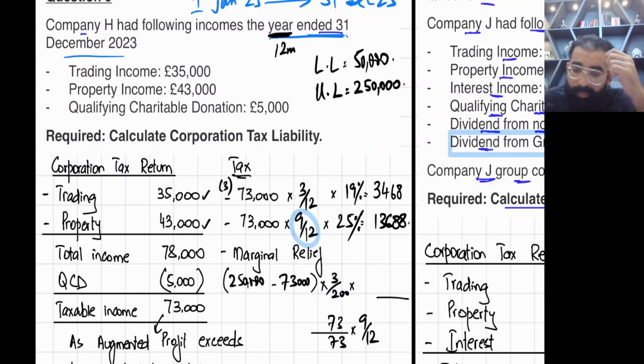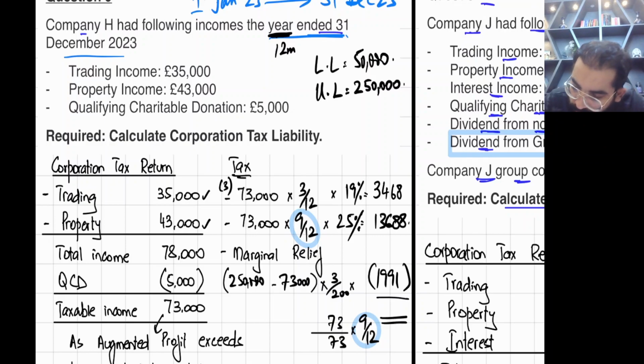Okay, so this is the very important thing. I am again highlighting it. This is the important part which you should not miss. So this will be 1991. Now add both of the upper taxes and then deduct the relief. It will be 15165.